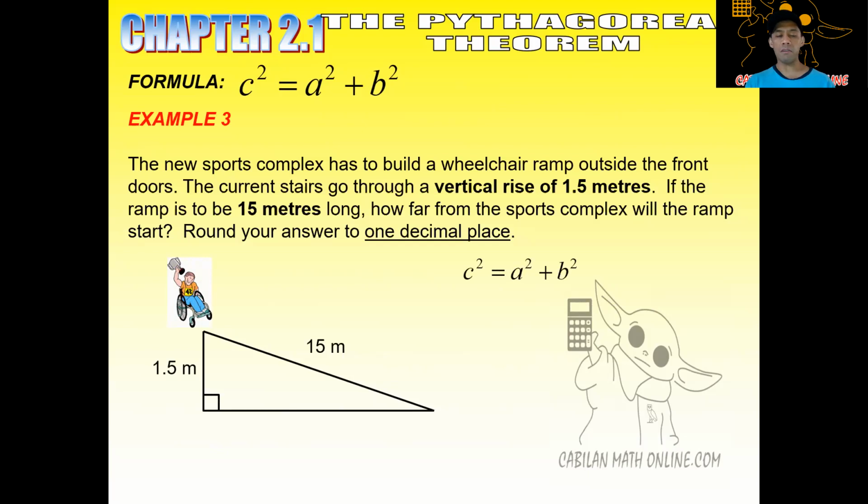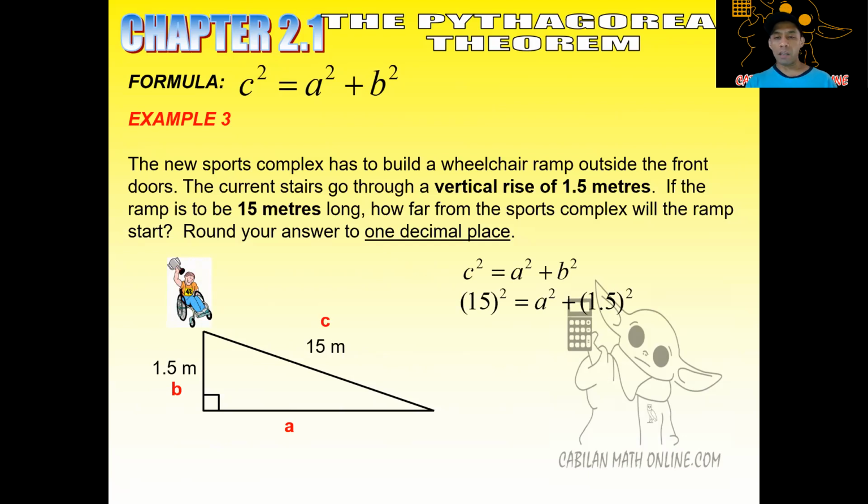In this case, we have to label the side C, which would be the 15, because the 15 is the side located directly across from our square. That would make the bottom part the A and the B the 1.5. Then from there we just put the numbers in.